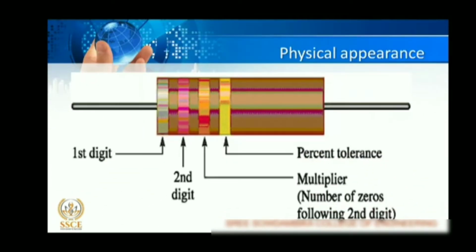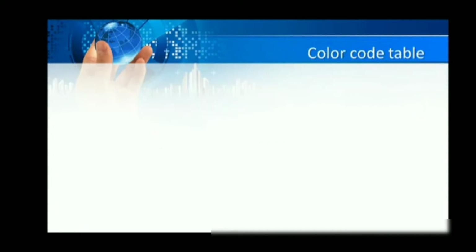The next topic is physical appearance. This is the physical appearance of a resistor. It contains two terminals. Already we told that it is a two terminal device. It contains four strips: first digit, second digit, third one is a multiplier, fourth one is the percentage of tolerance. With the help of the strips only, we can find the resistance value with the help of the color code.